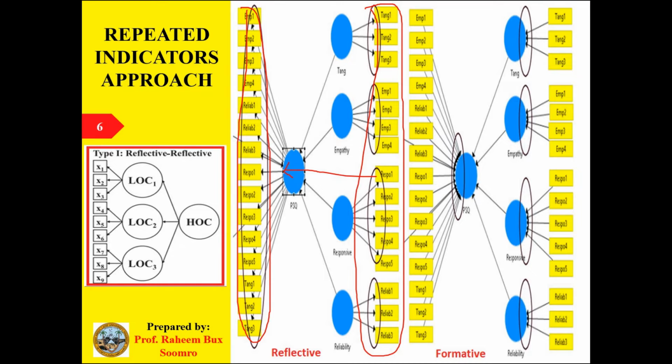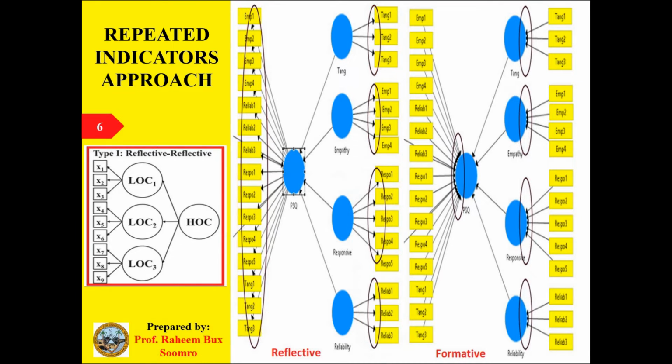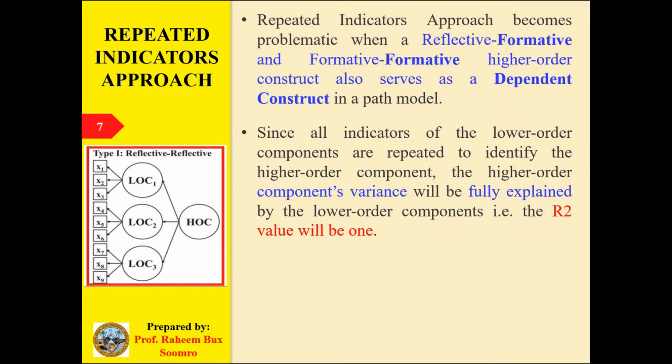The same thing is here. And the repeated indicator approach becomes problematic when a reflective-formative or formative-formative higher order construct also serves as a dependent construct. So when our reflective-formative or formative-formative becomes the dependent construct, the problem arises.